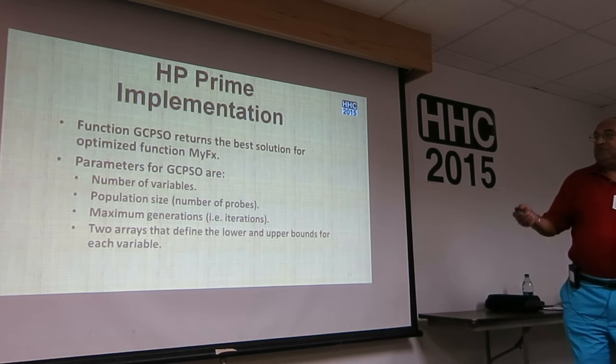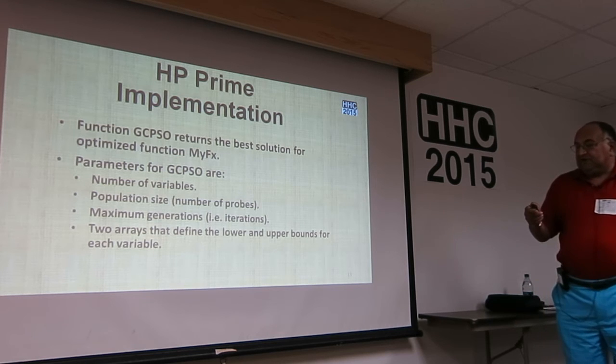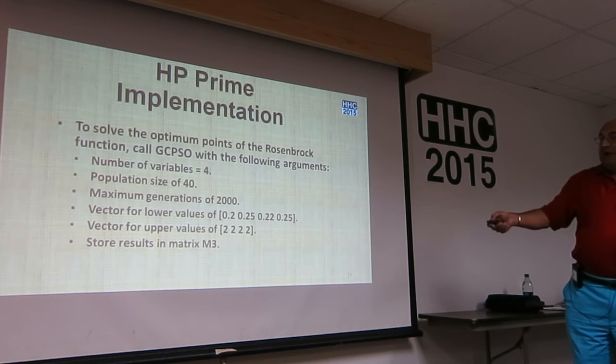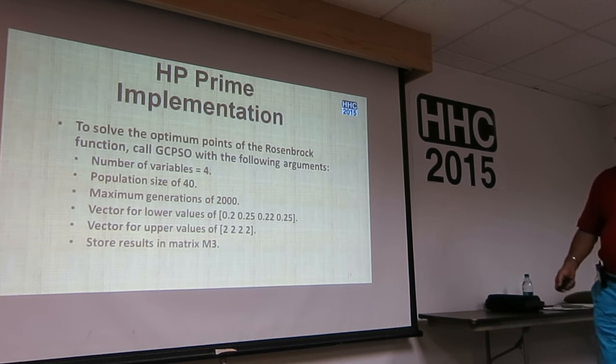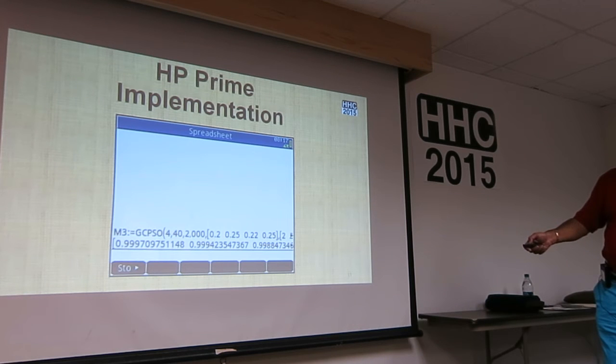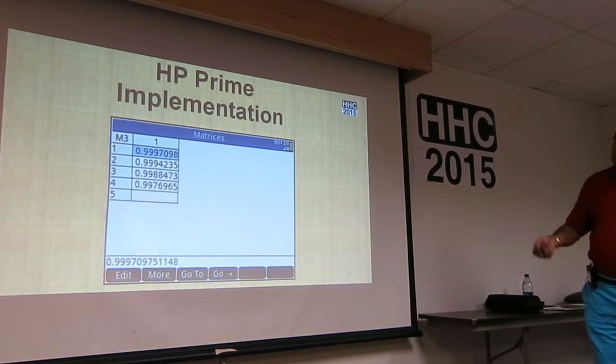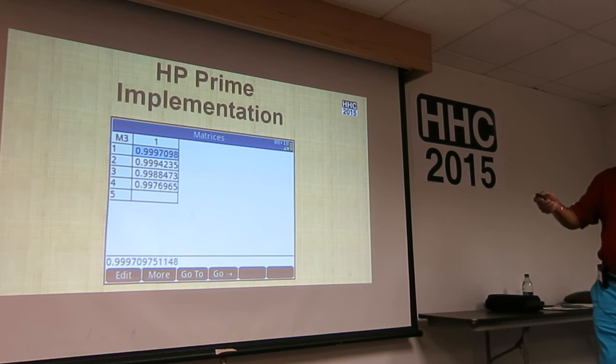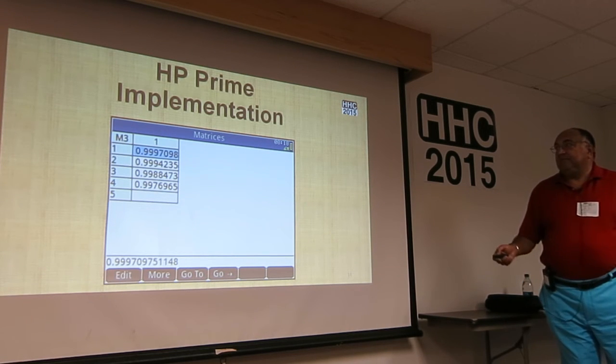In the proceedings, you'll find function GCPSO has exactly the same parameters as the PSO function. And if I want to solve the same problem, I give it the same arguments: 4 variables, population size of 40, 2,000 iterations and the same range, and I store the result in M3, and this is what it looks like. And again, we see a good number of nines after the decimal. It's very close to one.